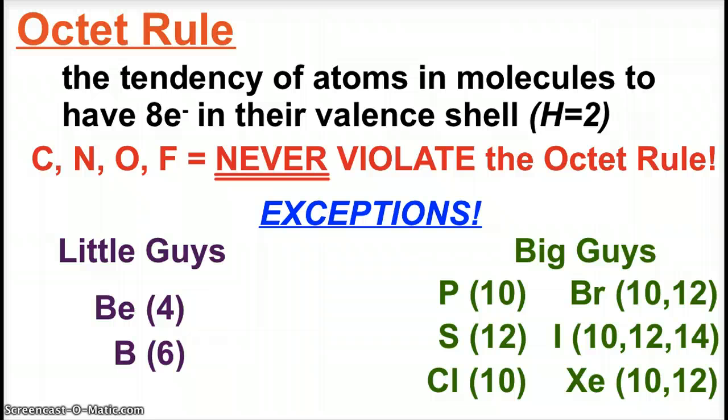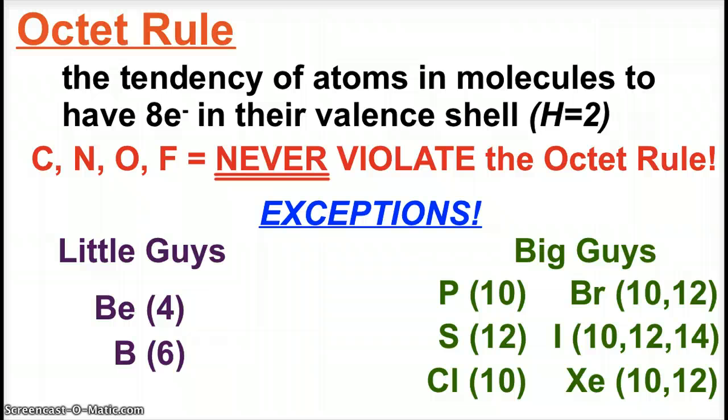Then there's our big guys. Once we get to like the 3rd energy level, we start to have the D sublevels also available. And so our atoms can take on more than 8 valence electrons. So you can see here phosphorus, sulfur, chlorine, bromine, iodine, and xenon. Yes, xenon forms bonds now. They can take on more than 8 valence electrons. Again, this will be useful information as we go into drawing molecules, doing Lewis dot structures, etc.